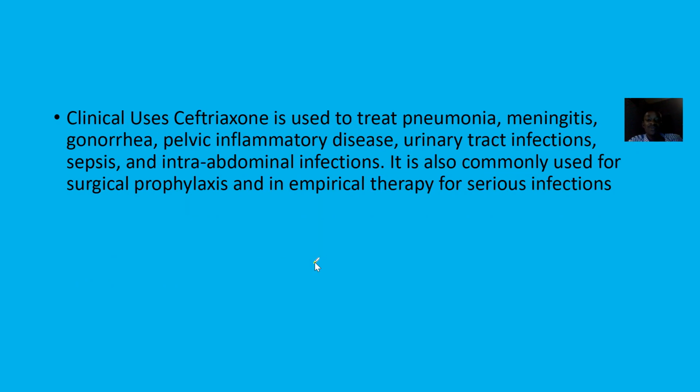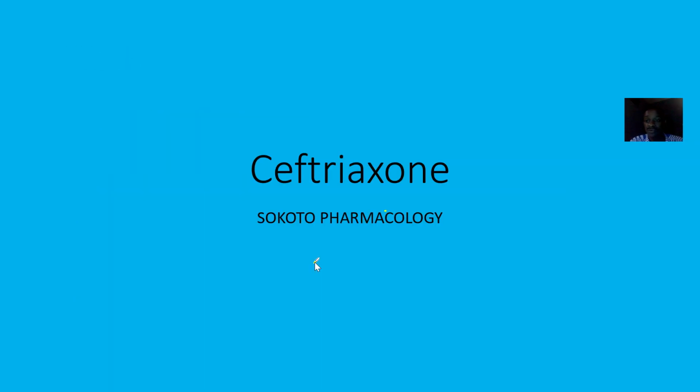So clinical uses is used in treating pneumonia, meningitis, gonorrhea, pelvic inflammatory disease, urinary tract infection, sepsis, intra-abdominal infections, and it's also used for maybe surgical prophylaxis, okay? So that's what we got here for ceftriaxone.